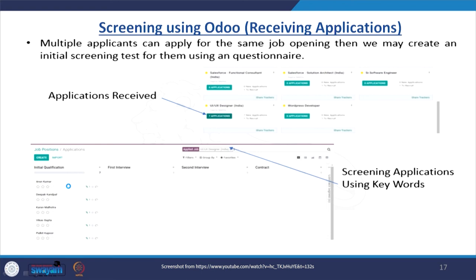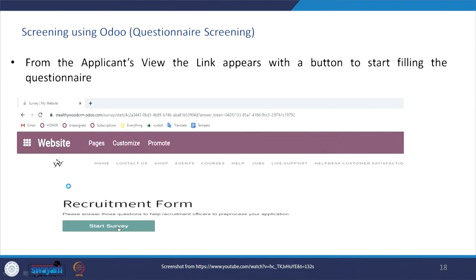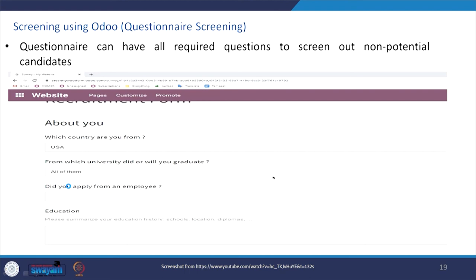Now this is also one point to be noted: multiple applicants can apply for the same job opening, and we may create an initial screening to test them using a questionnaire. So here is the questionnaire which is to be responded to. If there is a response to the questionnaire, then the initial screening test will be done and candidates will be identified accordingly. From the applicant's view, a link appears with a button to start filling the questionnaire. As soon as you start the survey, the recruitment form appears. The screening questions can include all required questions to screen out non-potential candidates.